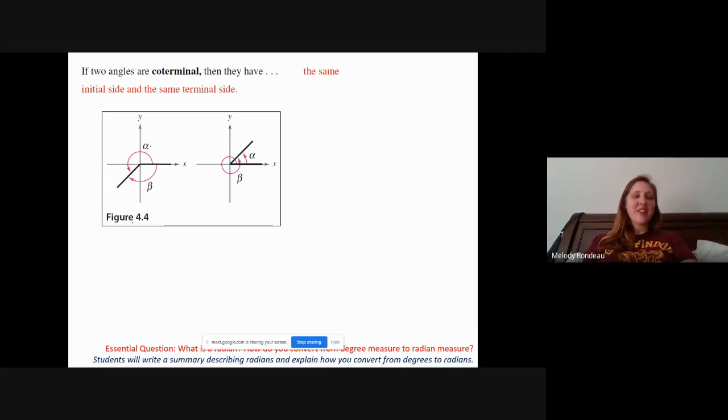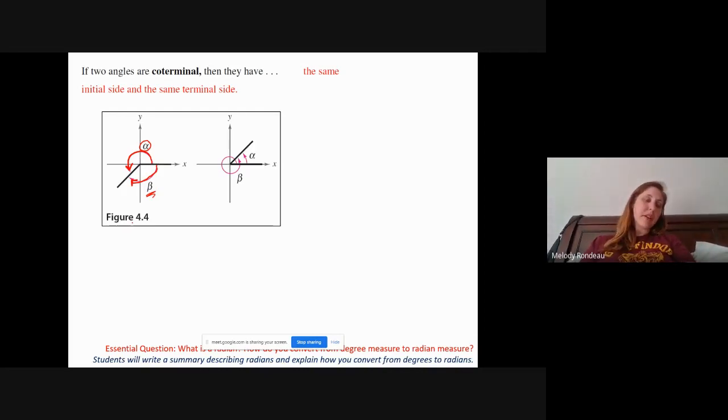This one up at the top is alpha. You can see this is a positive angle measured in the positive direction, and it ends right here. Then we have beta, the second letter of the Greek alphabet, measured in a negative direction. Both angles stop on the same line, starting at the x-axis, the initial side, and ending at the same place. Those are called coterminal angles because they are together. They start and stop in the same place.